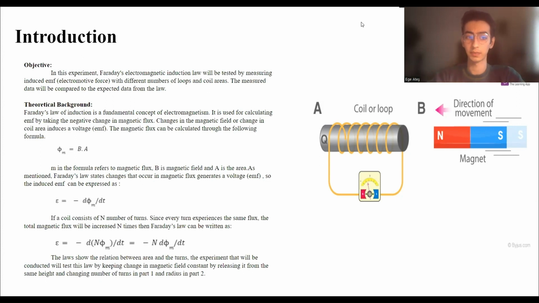I will take the magnetic field as a constant, the change in magnetic field as constant. We'll change the radiuses of the coils and the number of turns on the coils, and I will try to measure the different EMF in my experiment.